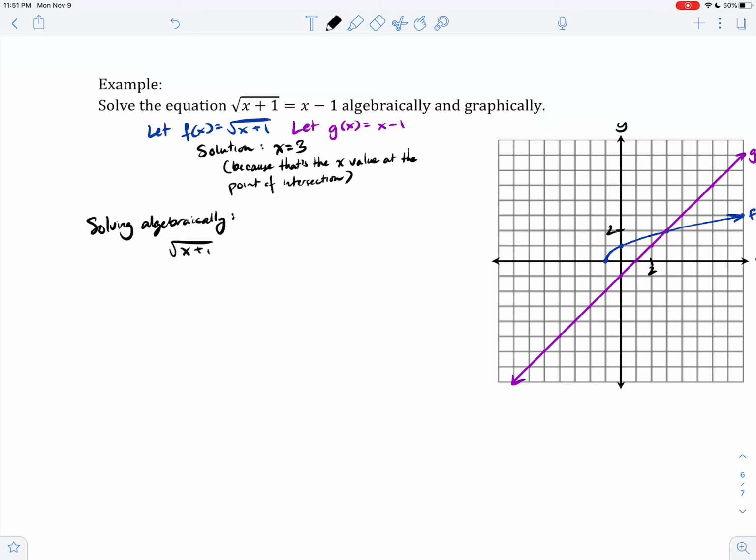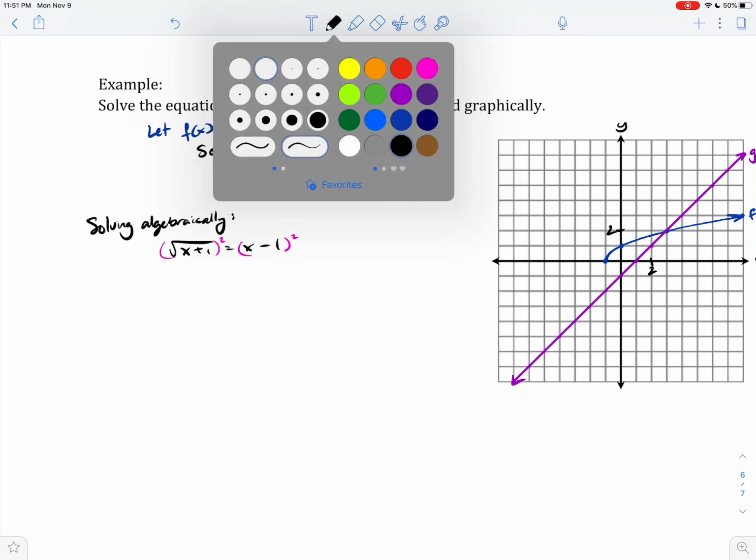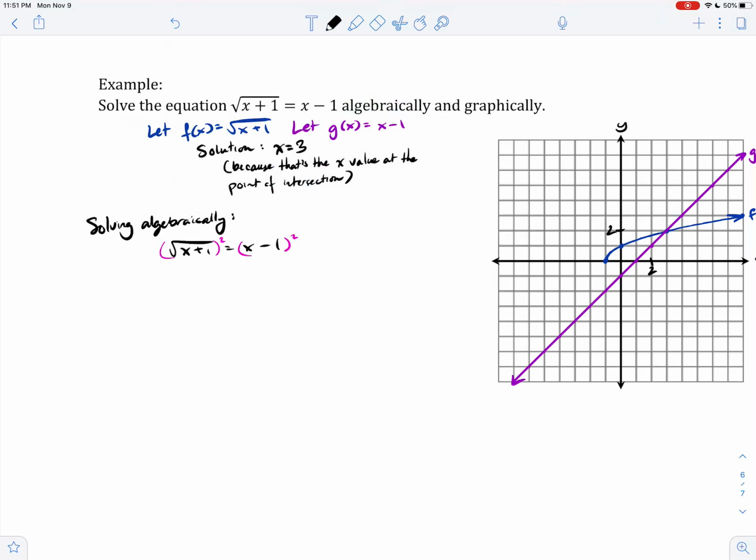we'd say that the root of x plus 1 is equal to x minus 1. And then we do some things. Square both sides. That's our process for getting rid of that square root. You may recall from last year. Right, left side is just x plus 1. Right side is x squared minus 2x plus 1. And that's from, of course, taking x minus 1 squared and saying it's x minus 1 times x minus 1.